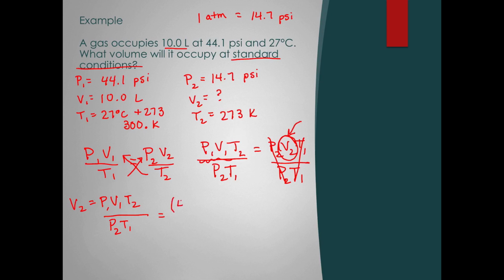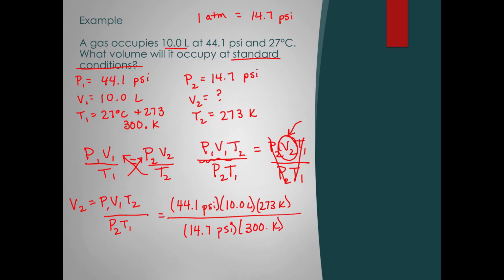Okay, so we can plug things in. P1 is 44.1 psi. V1 is 10.0 liters. T2 is 273 Kelvin. We have P2 as 14.7 psi. And T1 as 300 point Kelvin. And then you can go ahead and multiply the top, divide the bottom. Make sure you're consistent with your significant figures. And for this answer, you will get 27.3 liters. Okay. So that would be how we would solve a problem using STP.